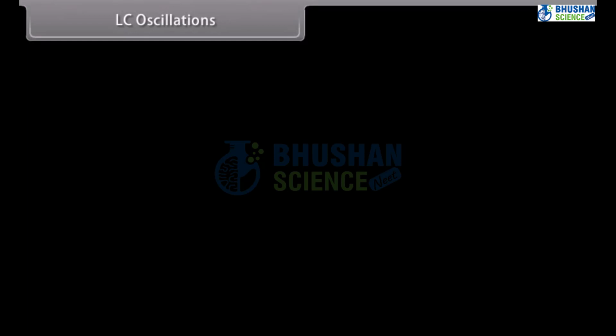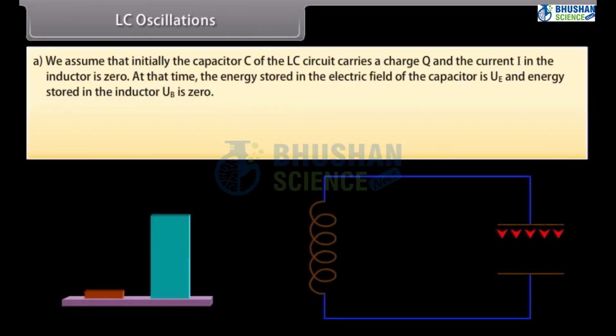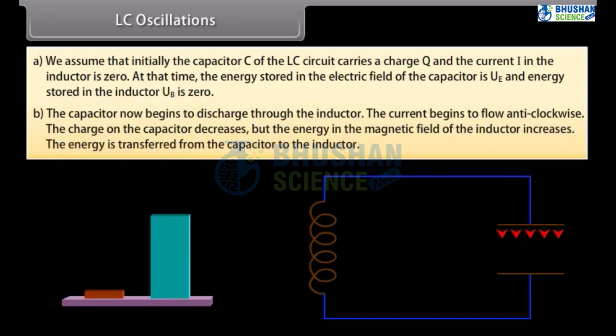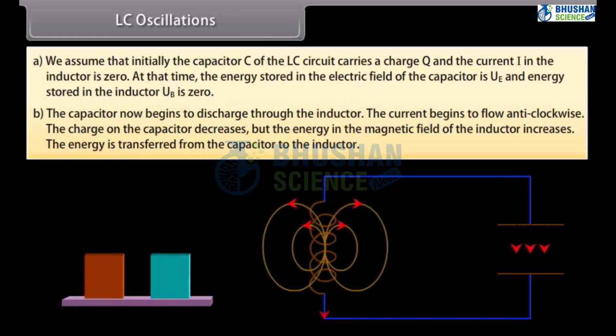LC oscillations. We assume that initially the capacitor C of the LC circuit carries a charge Q and the current I in the inductor is 0. At that time, the energy stored in the electric field of the capacitor is UE and the energy stored in the inductor UB is 0. The capacitor now begins to discharge through the inductor. The current begins to flow anti-clockwise. The charge on the capacitor decreases, but the energy in the magnetic field of the inductor increases.